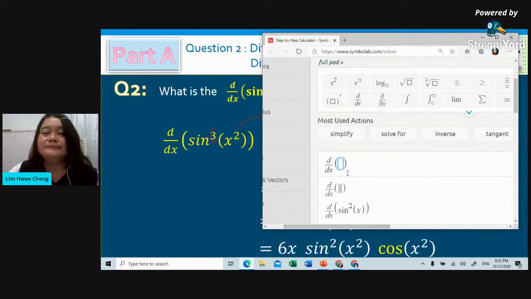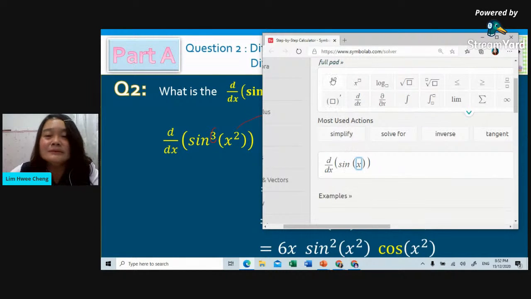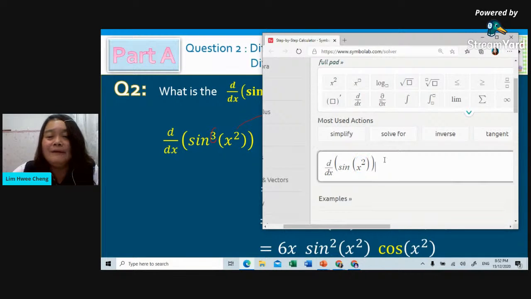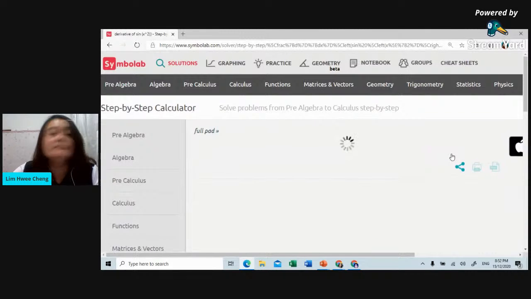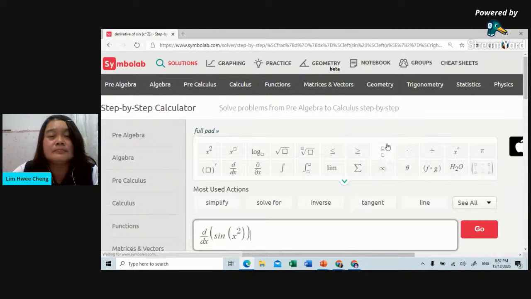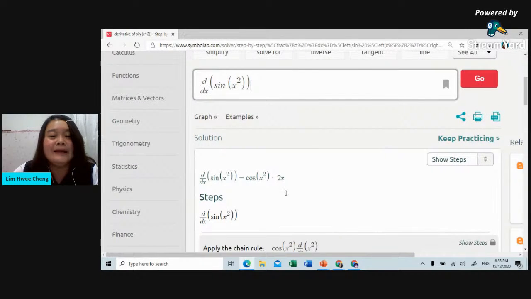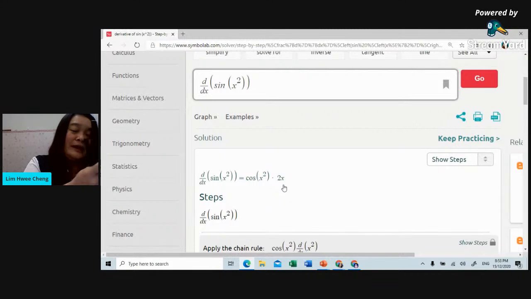Once you click, they already give you the suggestion. I'm not going to use this one. You just simply type the sine x square, exactly what you have, and you press the button go. Class, you see, they will give you cos x squared multiplied with 2x. You just rearrange, after this is your job. That's why just now we said that from our solution, you get 2x cos x squared. So congratulations, you are correct.